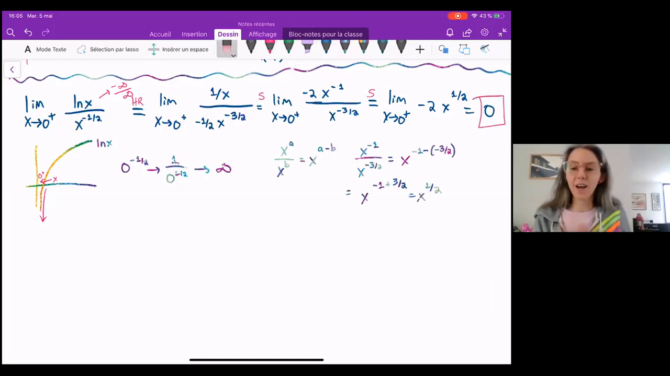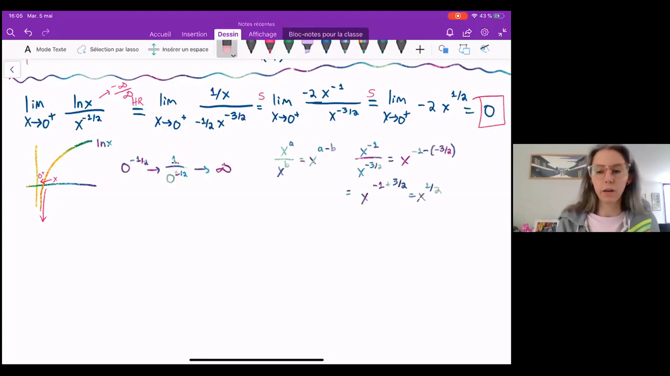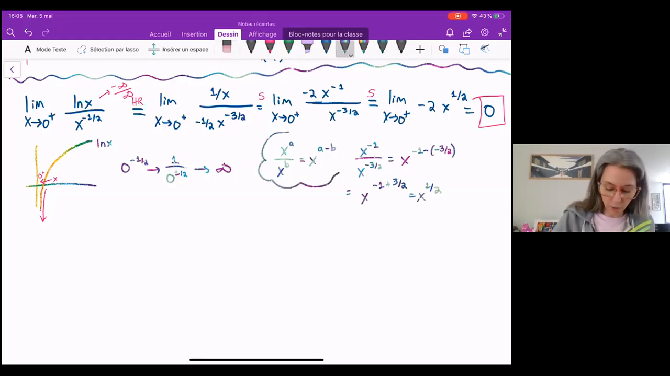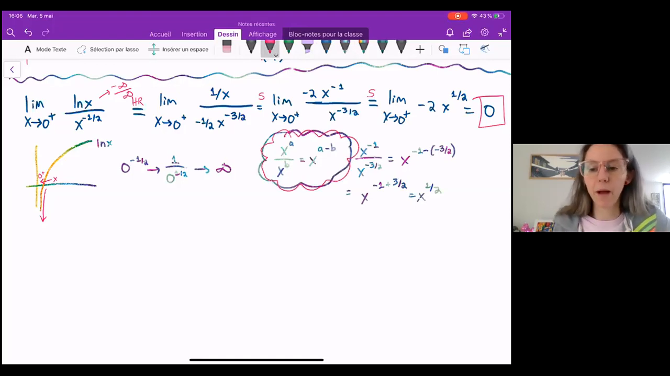And we are done with L'Hopital's rule, infinity over infinity form. Note that this idea of simplifying the exponents, like we did right here using this exponent rule, shows up quite a bit in the infinity over infinity form. So just be careful about that.